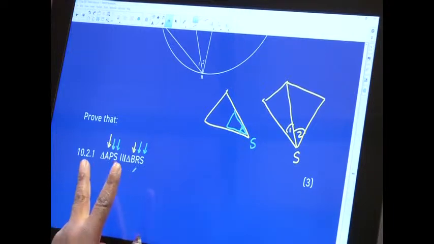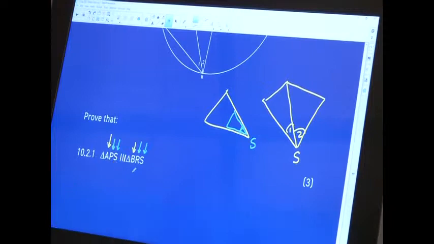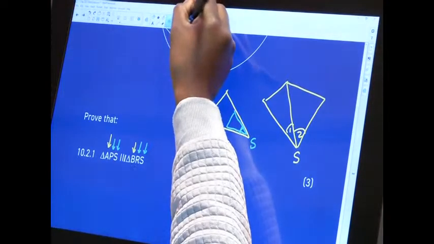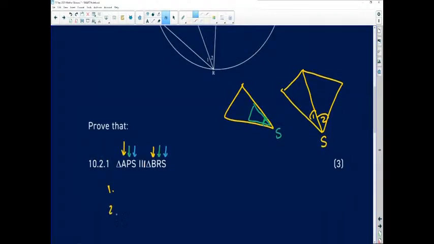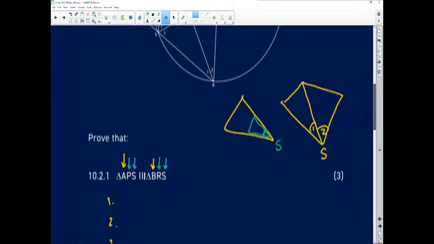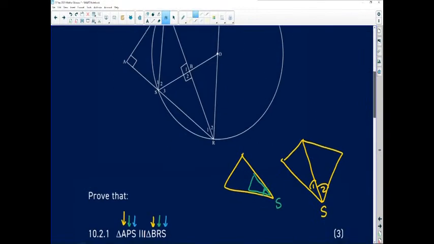So just find any two pairs that are equal, then you'll have succeeded to prove that those two triangles are similar. So let's have fun. How do you do this? Okay, 1, 2, 3. You need 3 relationships of these angles being equal. Let's go to the triangles and see why those are going to be equal to each other.